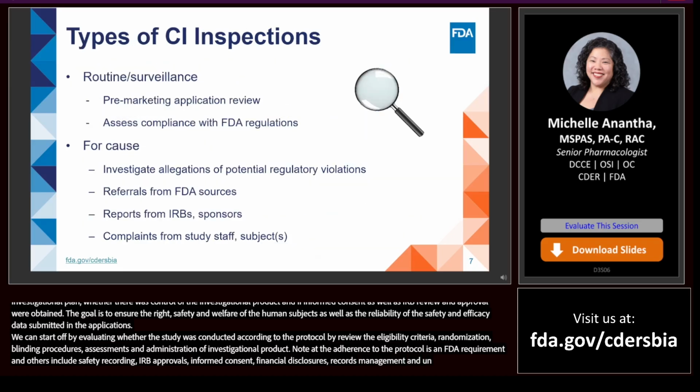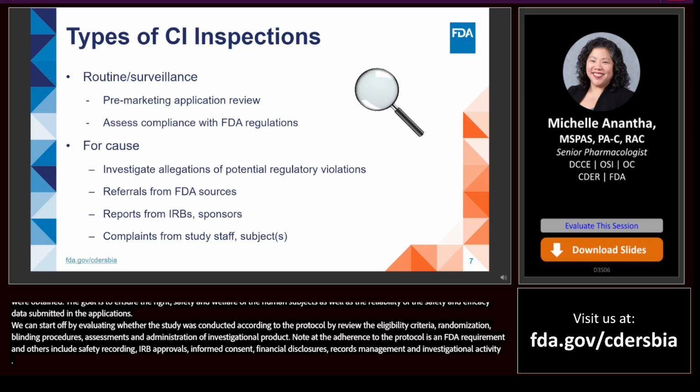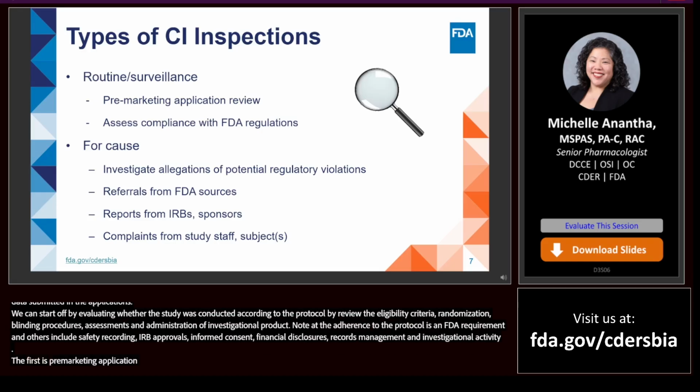The types of CI inspections fall into two buckets. The first bucket is routine or surveillance. These are conducted as part of pre-marketing application reviews, such as that for a new drug application or NDA for drugs, or pre-market approval or PMA for medical devices. They are also conducted to assess compliance with the regulations, usually without FDA's prior knowledge of potential non-compliance issues.